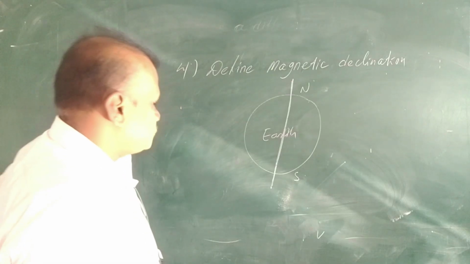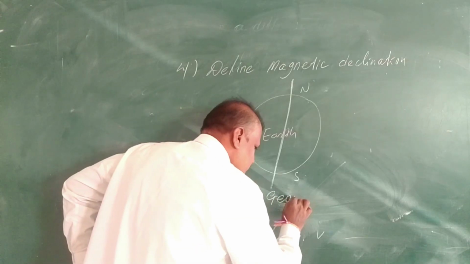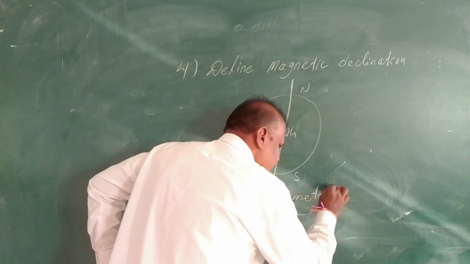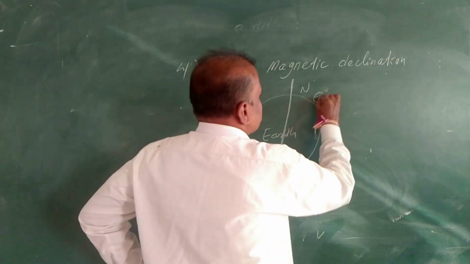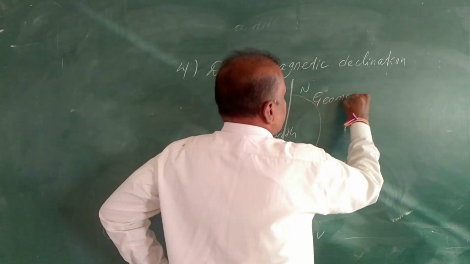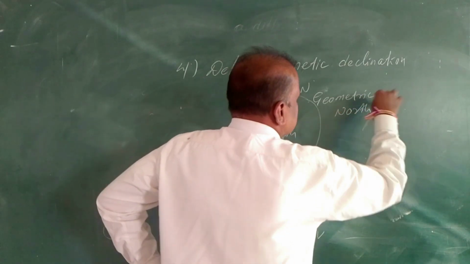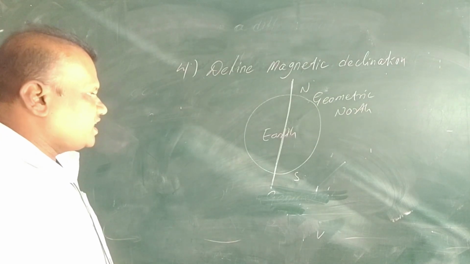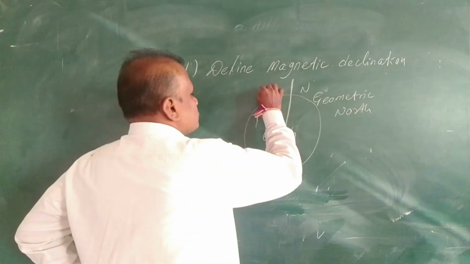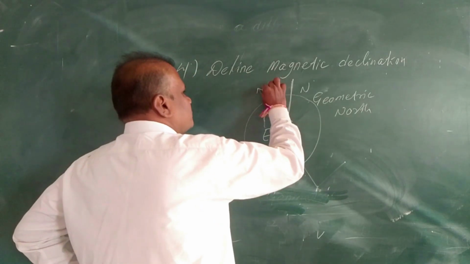Here I am going to take an imaginary plane which is passing through north and south. So this is called the geometric north. But the magnetic field produced by the earth magnet will be in this direction. So this is nothing but north.